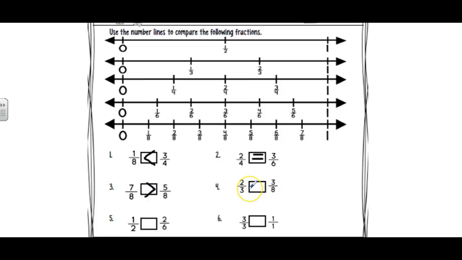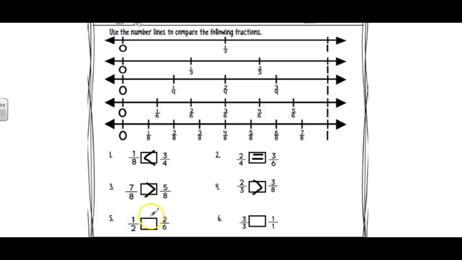Now we've got 2/3 and 3/8. Okay, so 2/3 is right here, and going down to the eighths, 3/8 is right here. So you can see that 2/3 is closer to 1/2 than 3/8 is. So that tells us that 2/3 is more than 3/8.